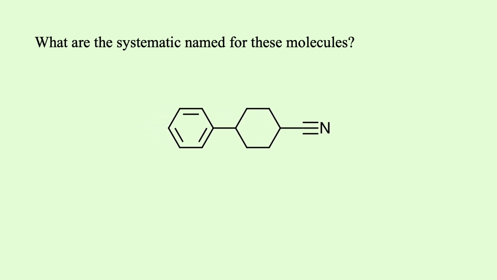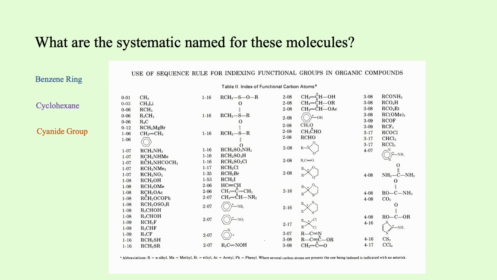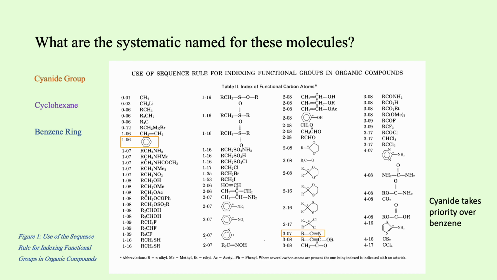First, we'll be working on structure A, and I have highlighted the three groups. So you have a benzene ring, a cyclohexane, and a cyanide group. When you're working out the name, you need to first work out which group will take priority. So this is what we're working out here. As you can see, highlighted by the orange, you have the benzene ring, and then you have the cyanide group. And because the cyanide group is last, the cyanide group takes priority.